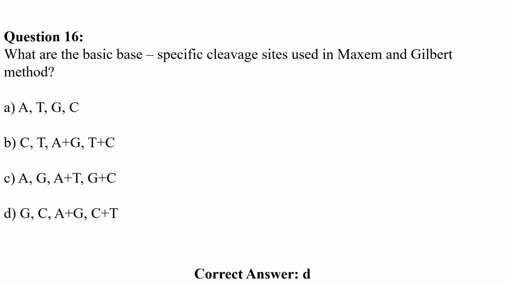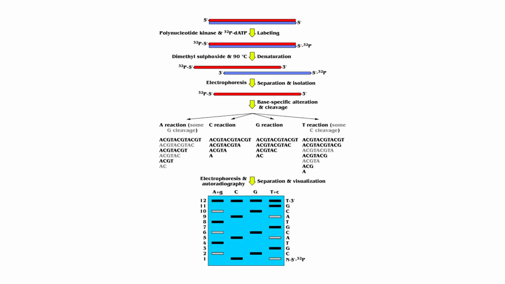So we had a reaction that was specifically modifying guanine. We had another reaction that was specifically modifying the purines, so both adenine and guanine. Then we had another reaction that was specifically modifying the cytosine residues, and the 4th reaction was modifying both cytosine and thymine.